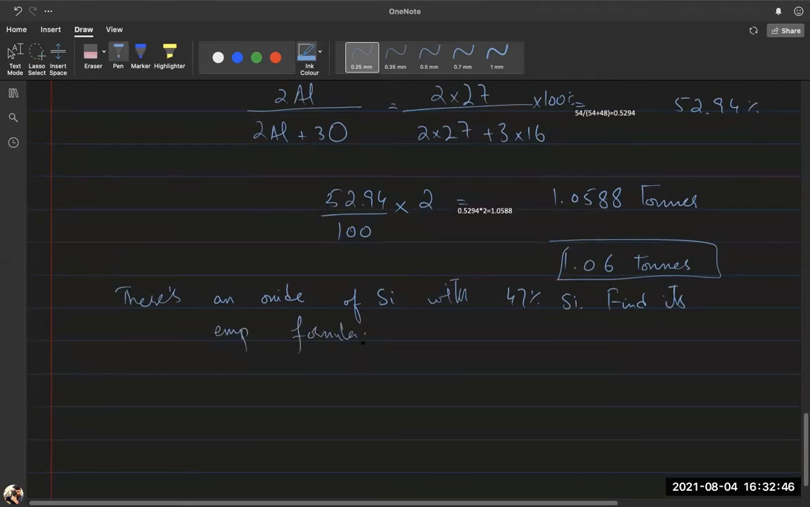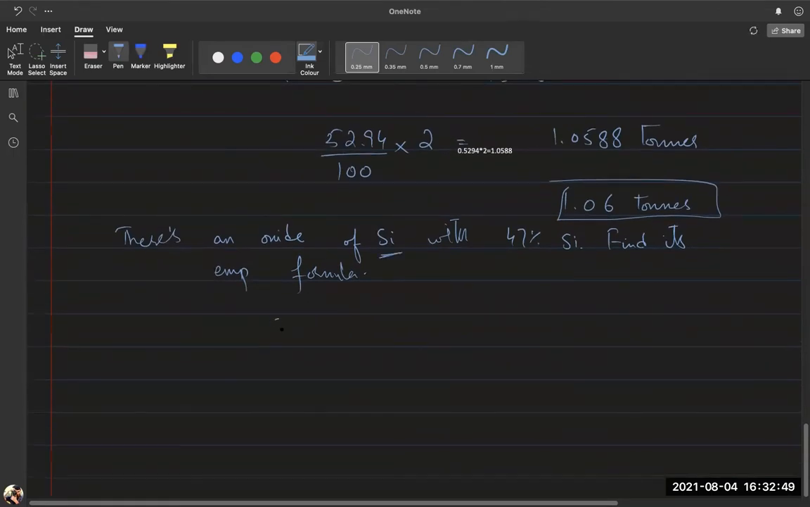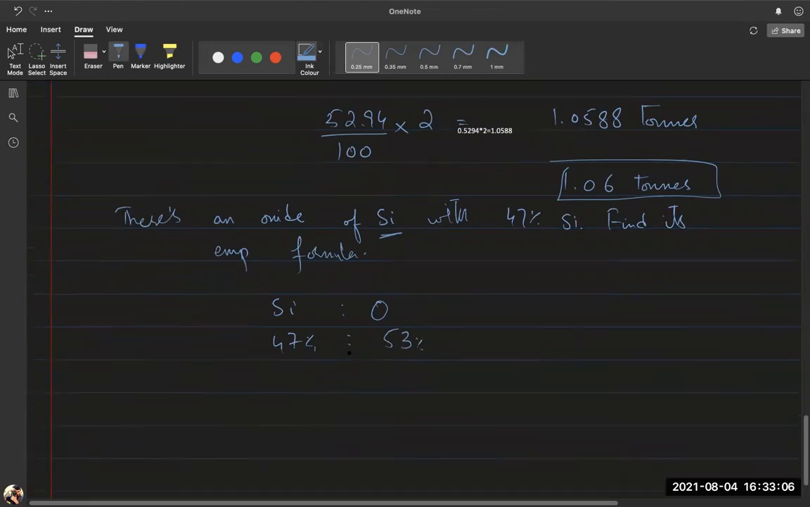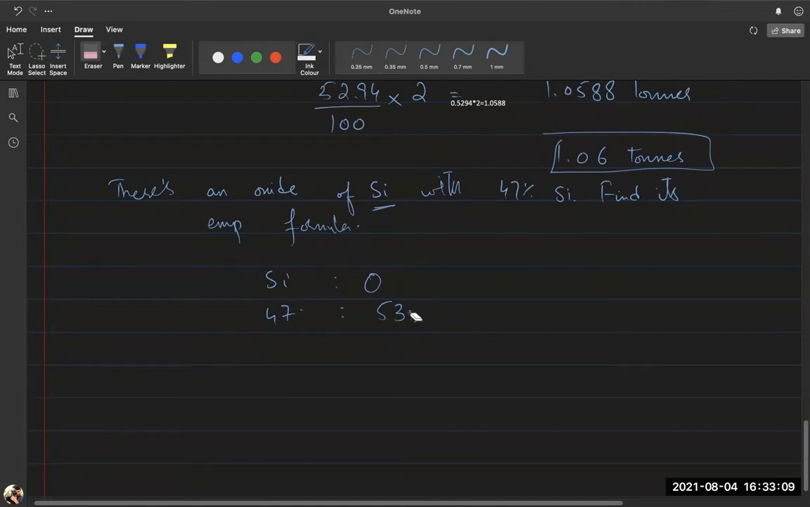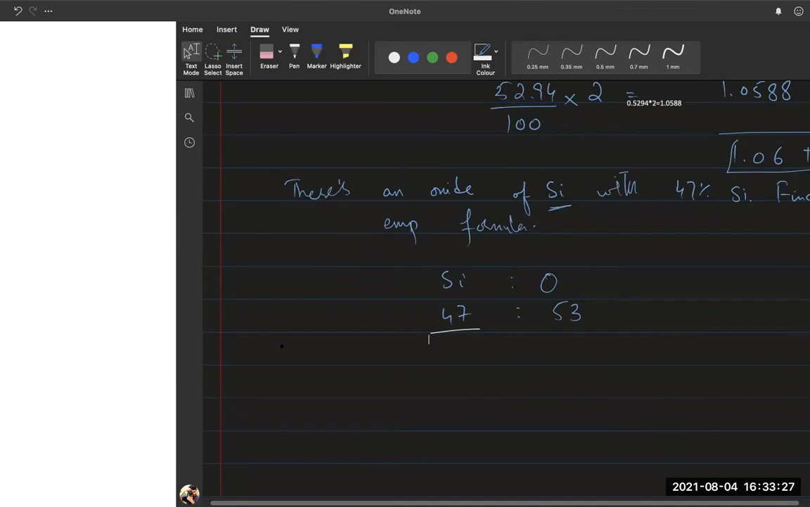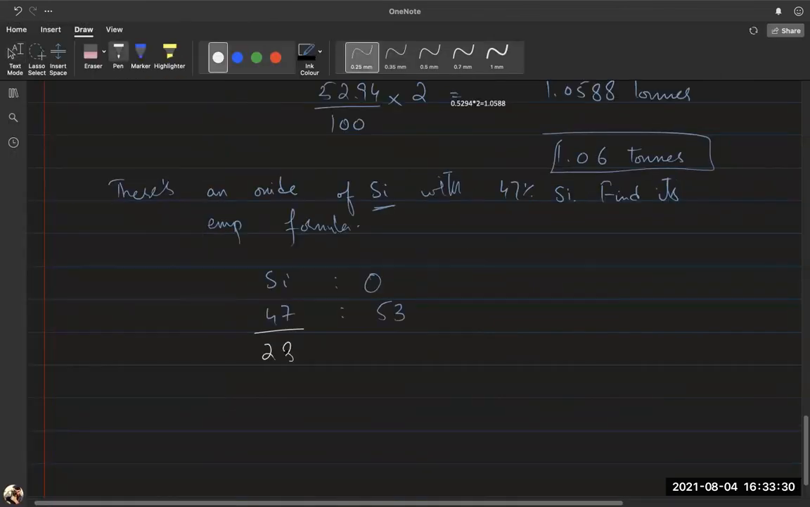This is a pretty straightforward question. We have silicon, which is 47%, but we do not know how much is oxygen. But because it's an oxide, there's nothing else there, just oxygen. If 100% is the total, then 53% is oxygen. Now, because we are dealing in ratios, we'll ignore the percentage sign because it cancels out. The next thing you should do is divide them by their ARs. So 47 divided by silicon's AR. What is the AR for silicon? 28. So we'll divide this by 28 and this by 16.